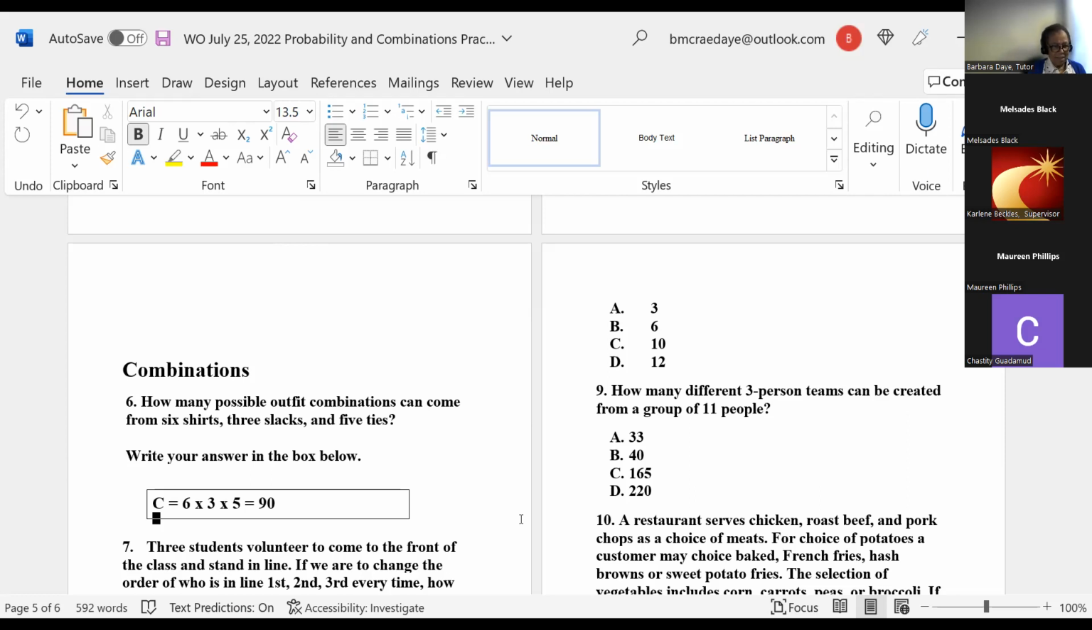Yeah, I agree. That's why I understood it. Once you hit the 90, you've got that. That's 90 different outfit combinations. So I'm saying if I put 3, although I didn't put in 90, I think my 3 would be right. What do you mean 3? Because she says how many outfit combinations. But how could you just have 3? I don't get what you're saying. Because you just told me 1 of the shirt, 1 of the slack, and 1 of the tie. That is 1 combination.